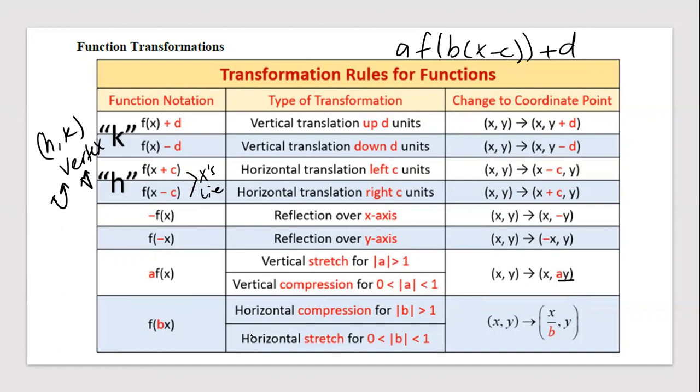F of B of X, that's going to be our horizontal compression and stretch. If the absolute value, and again, absolute value because we've already dealt with if it's negative up here, if the absolute value of your B is greater than 1, it's a horizontal compression. I'm applying more pressure to the function. And then if your B is between 0 and 1, the absolute value, it's a stretch. I'm releasing that pressure. It's going to kind of get wider. It's going to take a little longer, right? Okay, and remember, our x's are liars. So x's lie, so it looks like you're multiplying the x values, but you're actually dividing, okay? You're actually dividing.